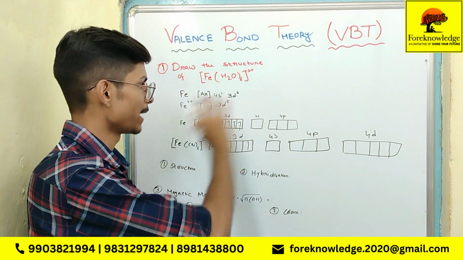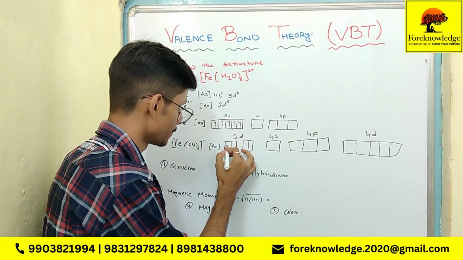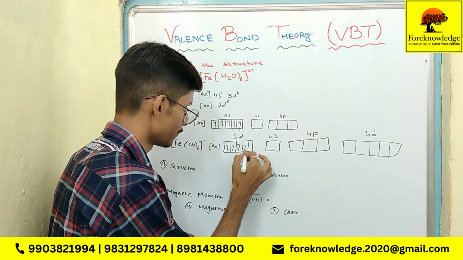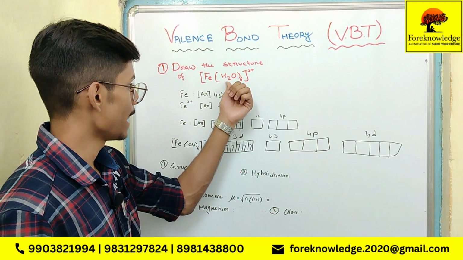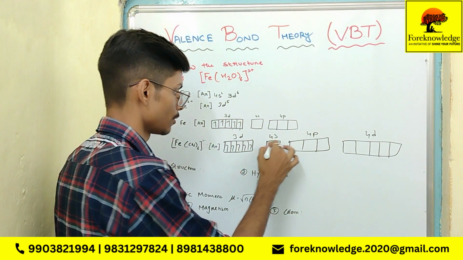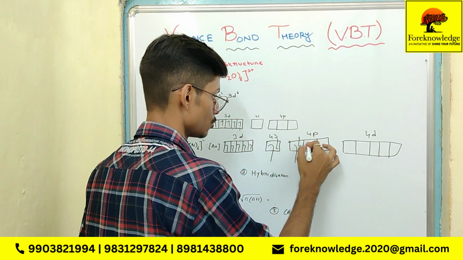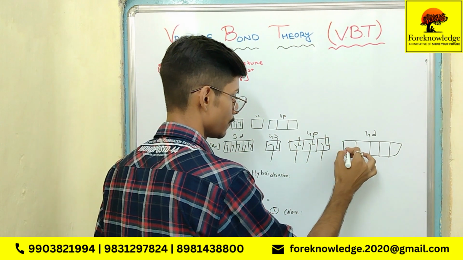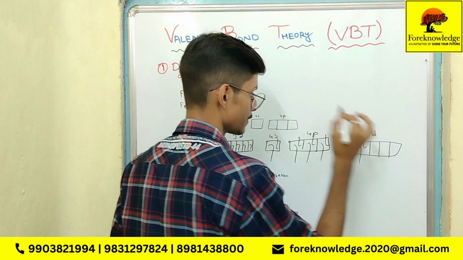So no pairing of electron will take place. So 1, 2, 3, 4, 5. Now H2O 6. So you need 6 shells. So first 1, 2, 3, 4, 5, 6.